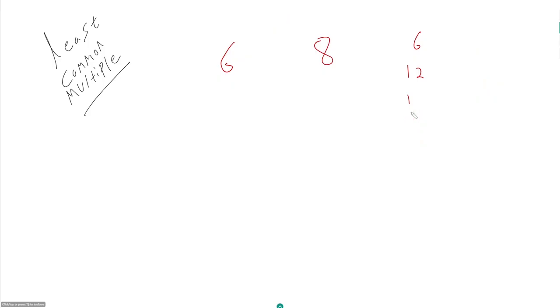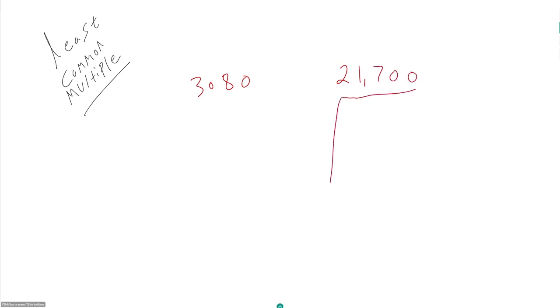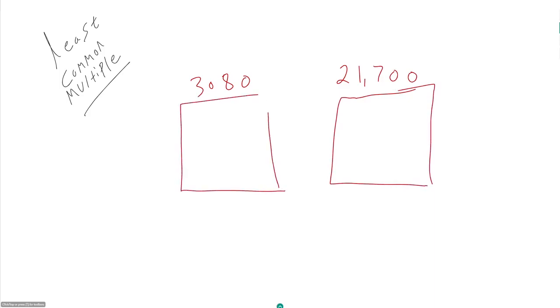Now, how do you do this, though, for much larger numbers? So what if I were to ask you, what is the least common multiple of 3,080 and 21,700? So how can we use our divisibility knowledge to find the least common multiple of these two numbers, or for any two numbers?